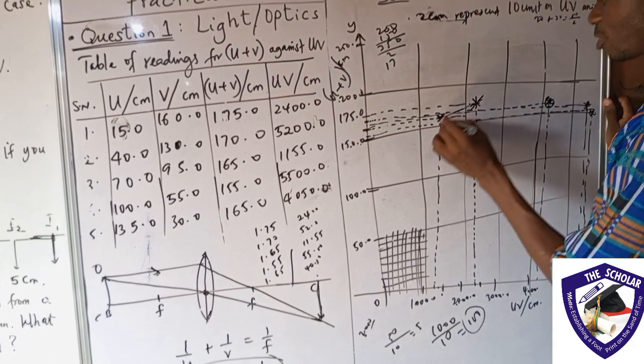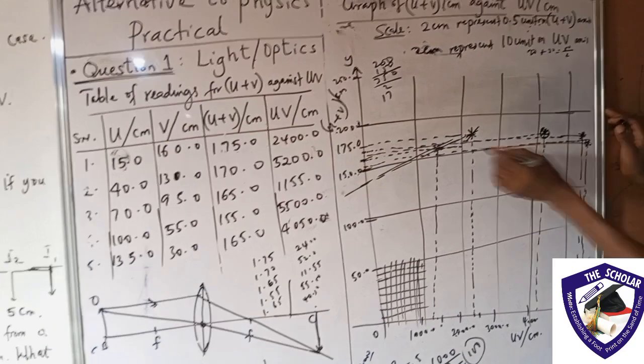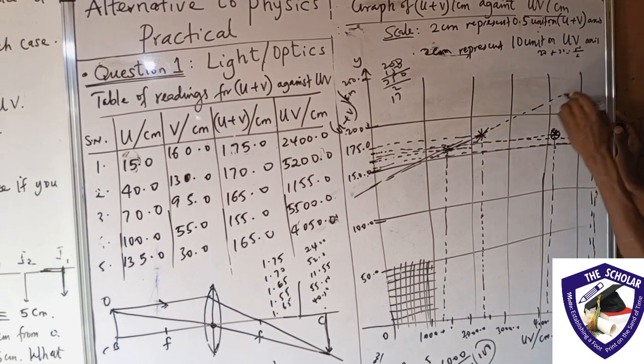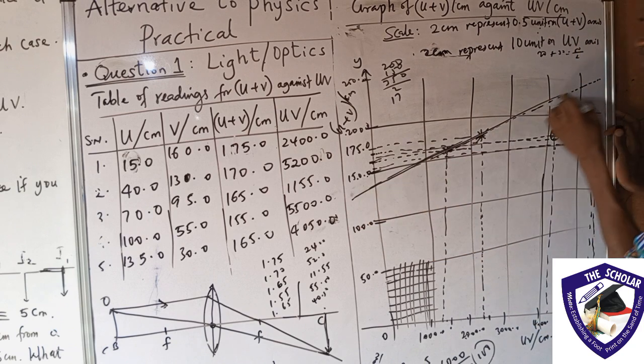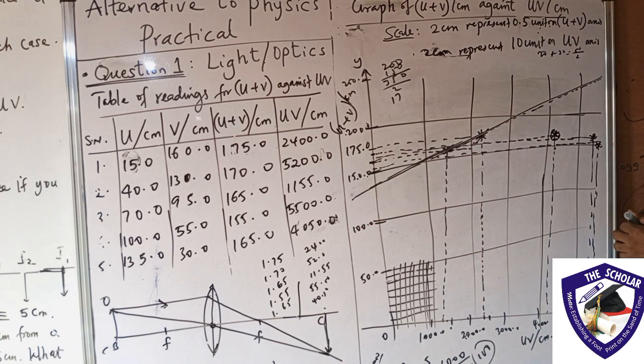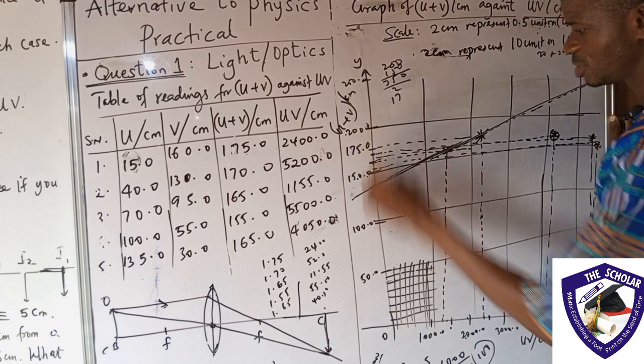So we have just 2 points here. That's the only 2 points that can match, so this is not a best fit. You join your points together with a ruler, a straight ruler. So this is what is going to be our graph passing through these points.